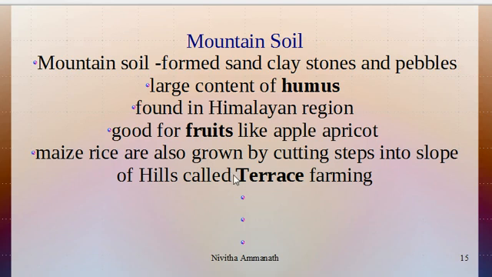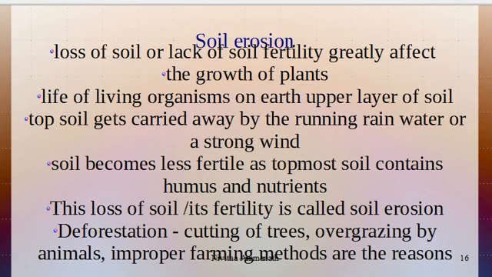By terrace farming, maize, rice, etc. are also grown. It is good in humus and so it is good for fruits. Apple and apricot are grown a lot in Kashmir or Himachal, etc. This mountain soil is found in the Himalayan region. What is special? It is formed by sand, clay, stones and pebbles. What is soil erosion? And how do we preserve the soil from erosion? That we will see in the next session.